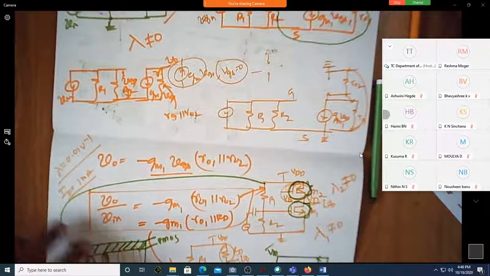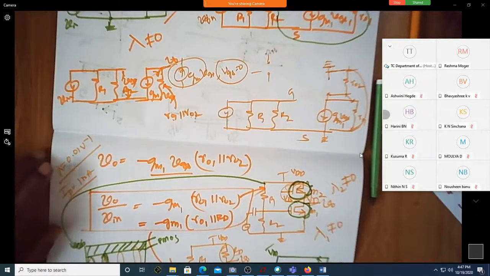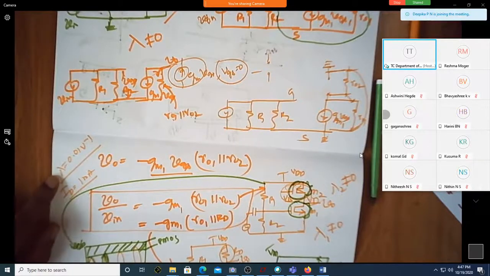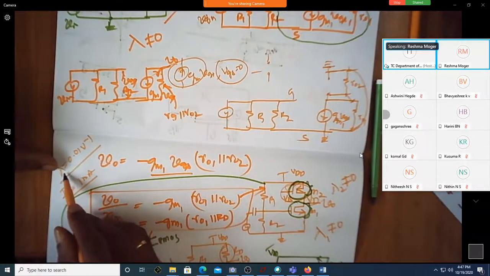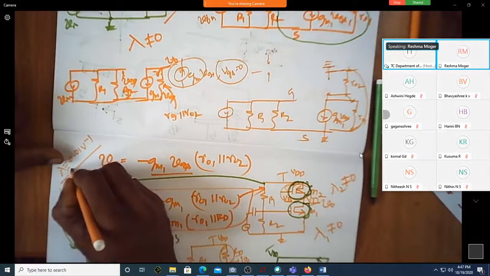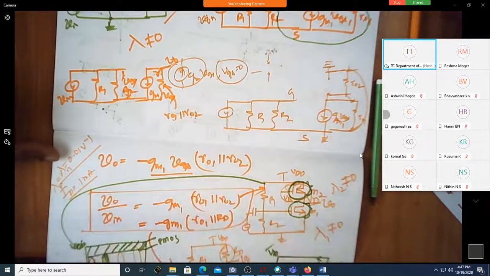See now, these are the values of ID and lambda. Correct? Yes, sir. ID is 1 milliampere. Lambda of both N and P, let it be 0.01.